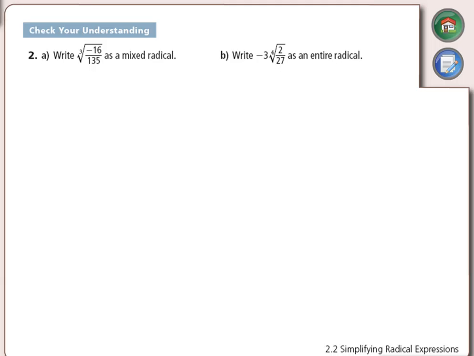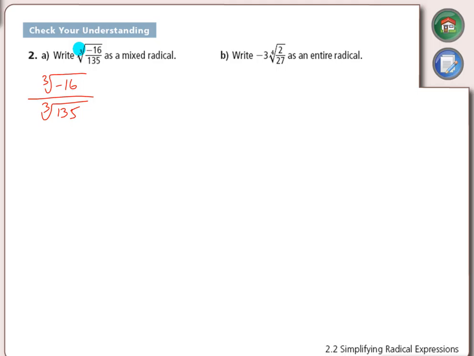I'm going to start by giving the numerator and the denominator their own root. So cube root of -16 and the cube root of 135. Whoa, we've got a negative inside the radical. Is that okay? That's all right this time because it's a cube root. Cube root, fifth root, seventh root, odd roots with a negative inside are all right. Square roots, fourth roots, sixth roots of negative numbers, not so much.